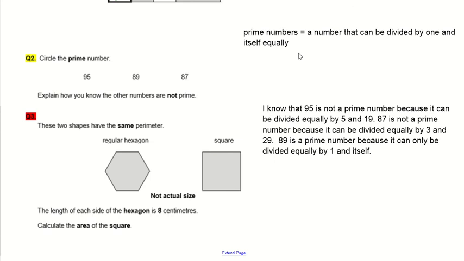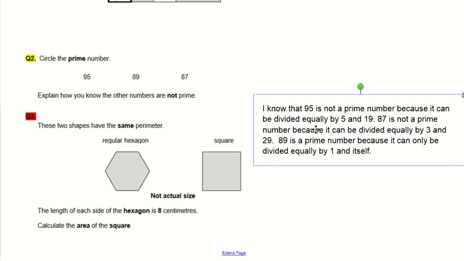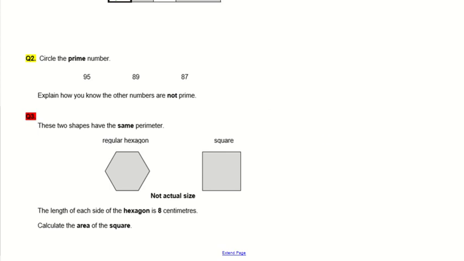Okay, so question number 3 then. I can see this is a red question. It means that I'm still going to have a go. It just means that I might find it a little bit trickier. I need to do some thinking. So these two shapes have the same perimeter. Okay, perimeter. I'm just trying to remember what perimeter means. So I've got a regular hexagon and a square.